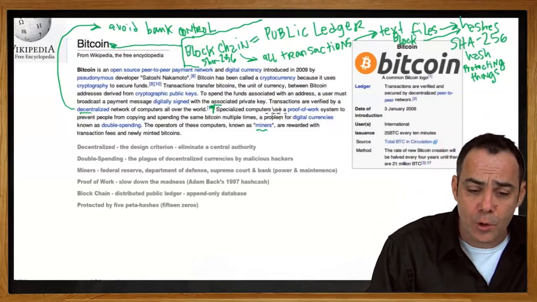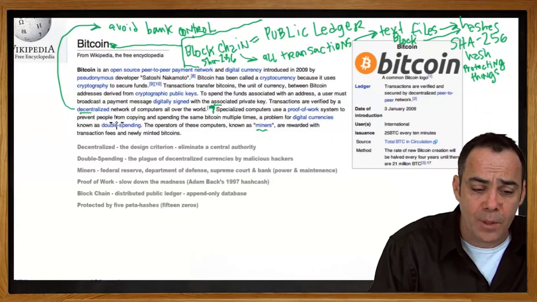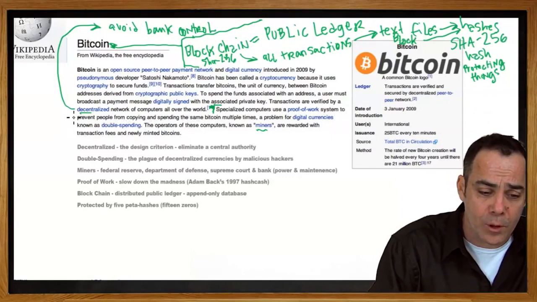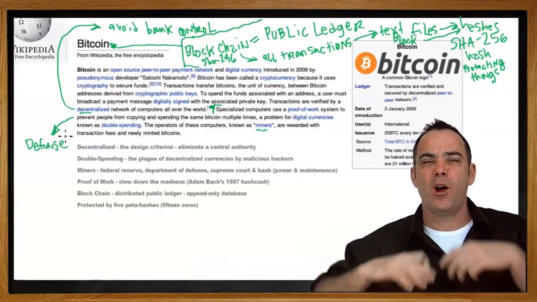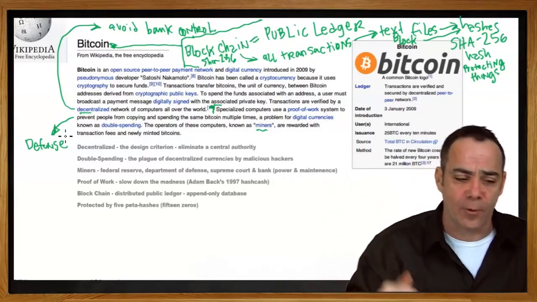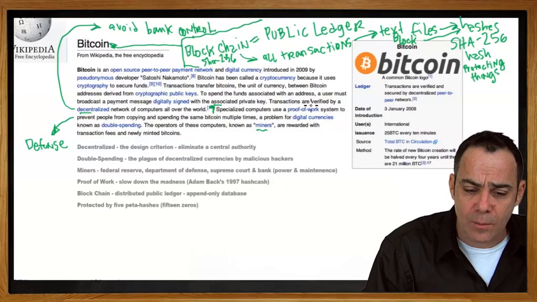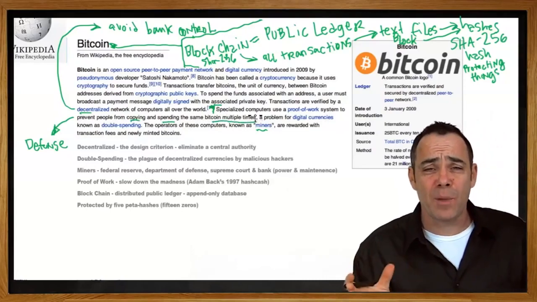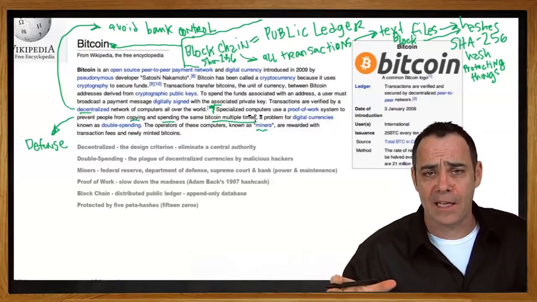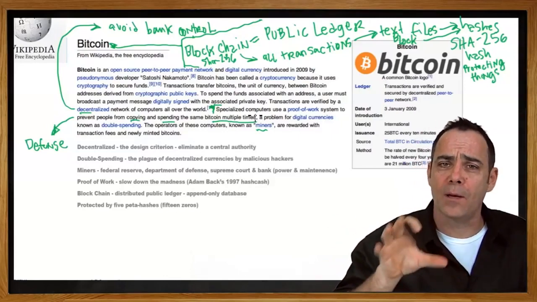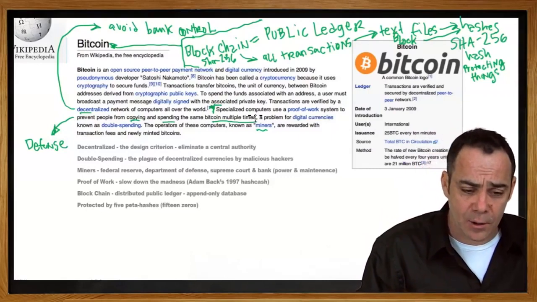Specialized computers use a proof of work system to prevent people from copying and spending. Okay, remember, we're talking again about defense of a digital currency sitting out there in the nasty seas of the internet, the ocean of malware and hackers and everyone. All right, so specialized computers use a proof of work system to prevent people from copying and spending the same Bitcoin multiple times. If you could spend the same Bitcoin multiple times, well, then Bitcoin's not worth anything. All right, so they have to come up with some way to protect the system from double spending, and they're talking about that right here.